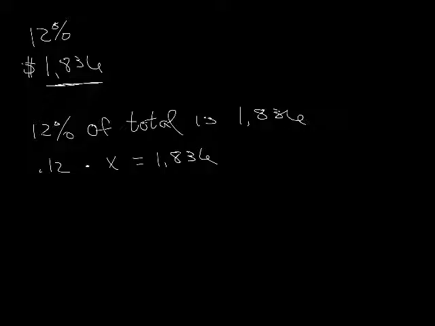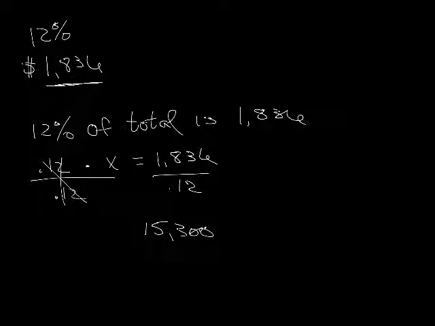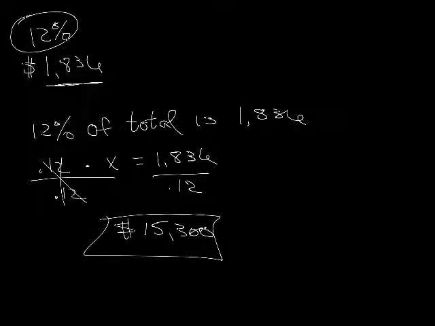Divide both sides by 0.12. 1,836 divided by 0.12 is $15,300. So that's how much the car sold for. That's the percentage the salesman got, and that's the actual cash that the salesman got for selling a car for $15,300.